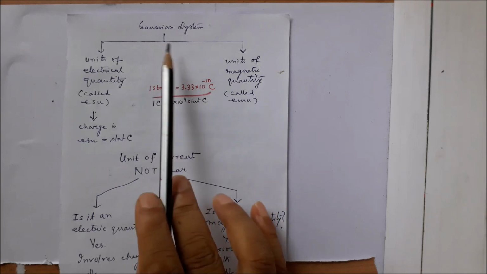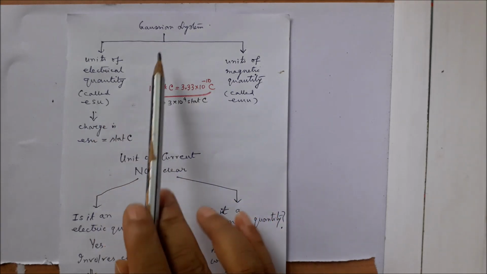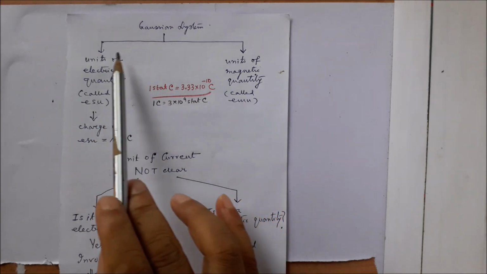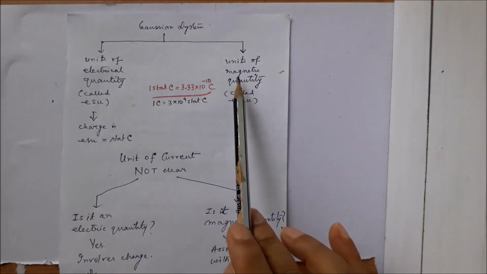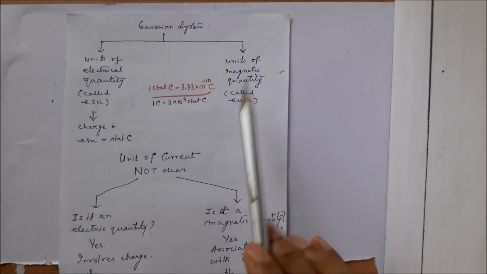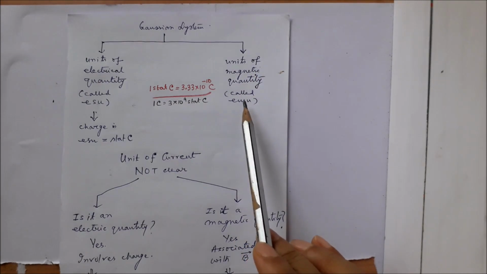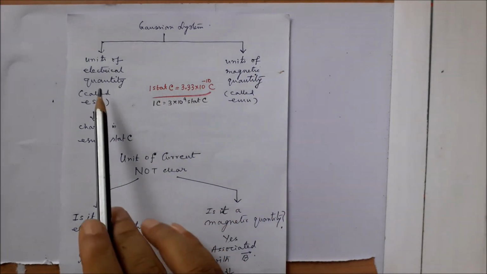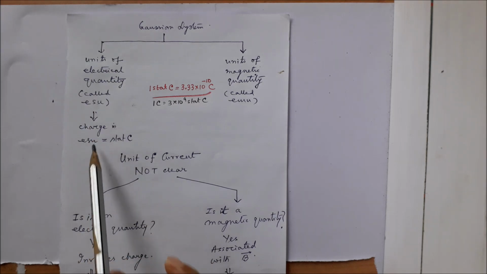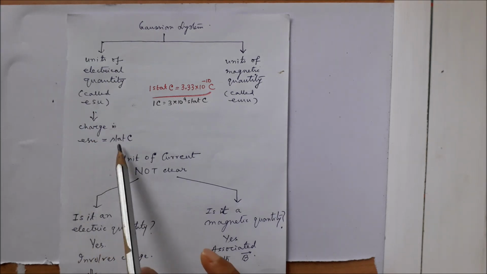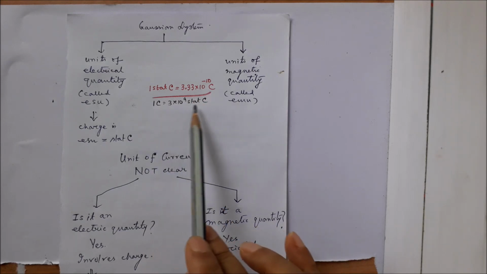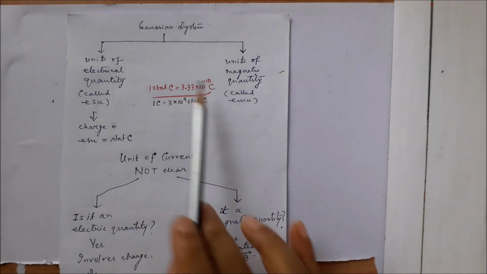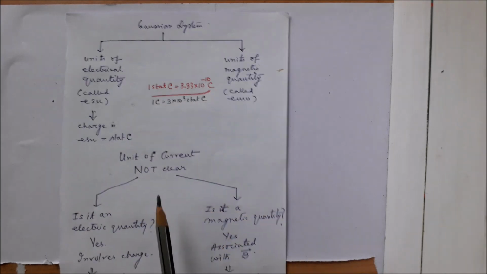In Gaussian system, the electrical quantities are addressed as follows. The electrical quantities are expressed in ESU, and magnetic quantities are expressed in what is called EMU. Now when we speak of charge, it falls to this category, and the unit of charge is stat coulomb as mentioned earlier, and 1 stat coulomb is this much coulomb, or 1 coulomb is this much stat coulomb. This is the conversion factor.